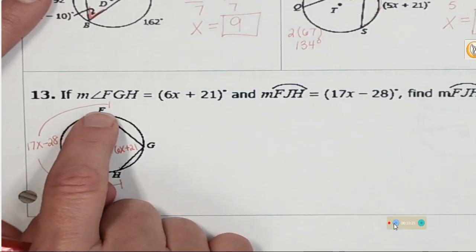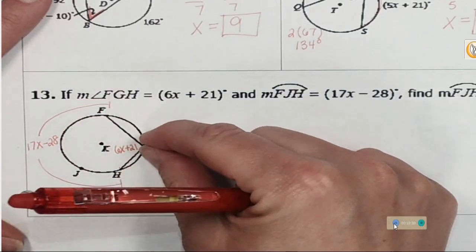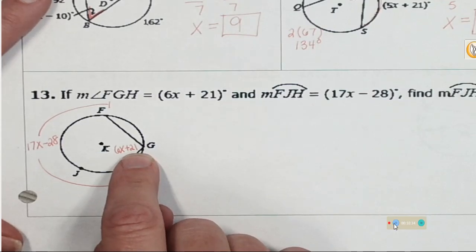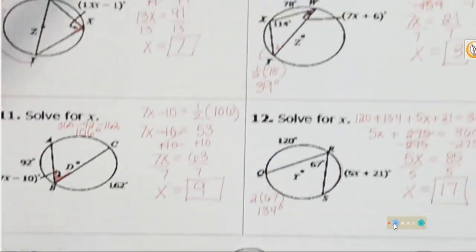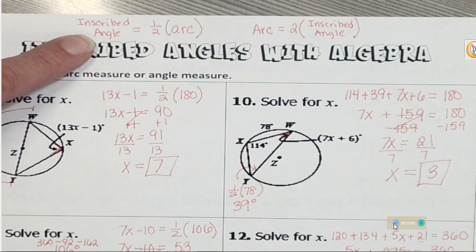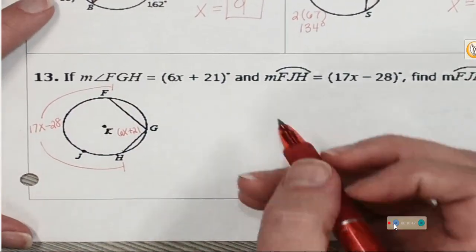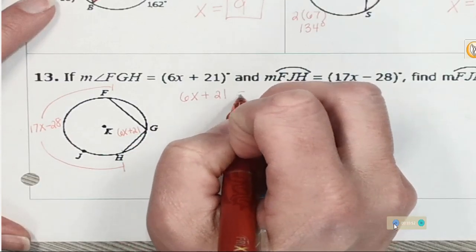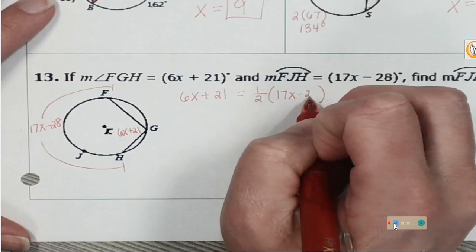So I know this arc is 17x minus 28. Its inscribed angle is 6x plus 21. There's going to be a lot of people that set these equal to each other. But look at your rule. Are they equal? Your inscribed angle equals half of your arc. What's my inscribed angle? That's the 6x plus 21. It equals 1/2 of the arc, which is 17x minus 28.